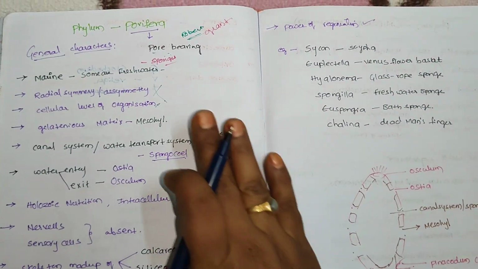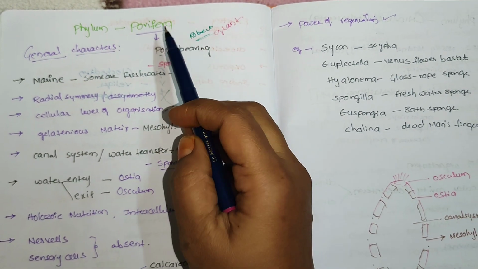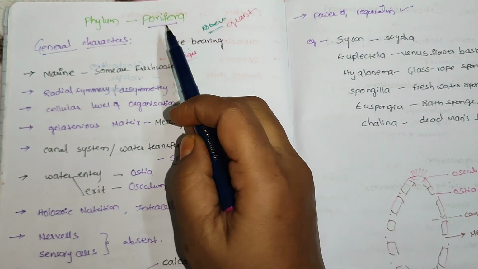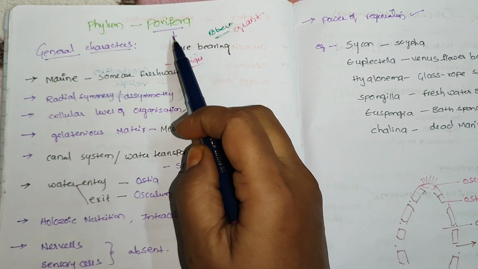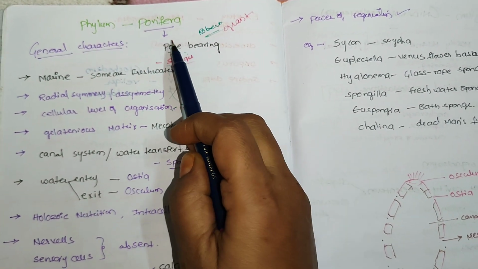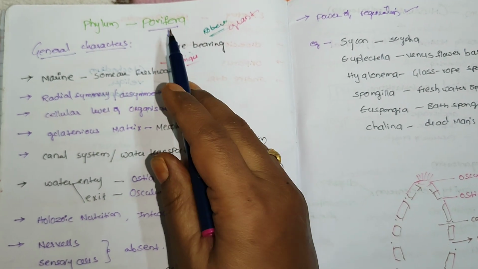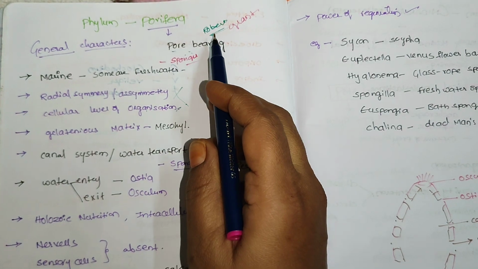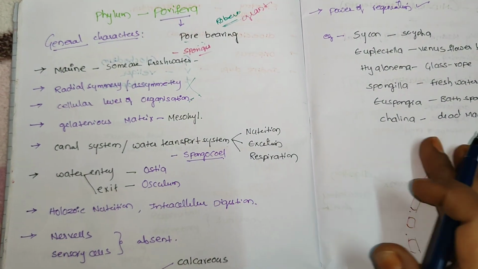The first phylum is Porifera. Porifera comes under invertebrates or non-chordates, so there is a lack of notochord. Porifera means pore-bearing organisms. Generally they are called sponges. This phylum was established by the scientist Robert Grant. Now we have to see the general characters.